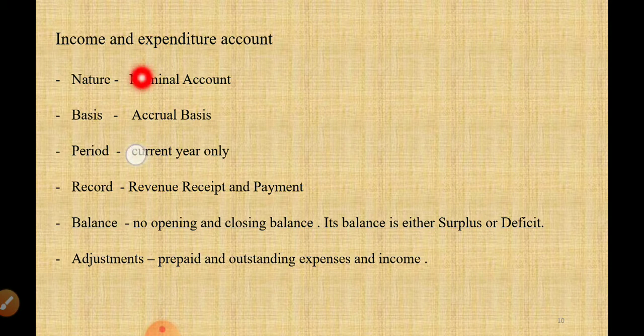The same thing is this, it records only current year's income and expenses. Previous year's income received in the current year, and previous year's expenses paid during the current year have to be excluded. Similarly, next year's expense, prepaid expenses, or next year's income received in advance has to be excluded. Only current year's income and expense, irrespective of whether received or not or whether paid or not, will be entered.